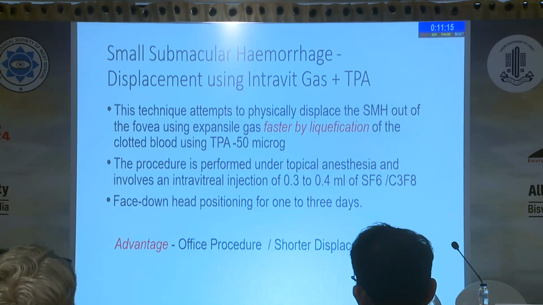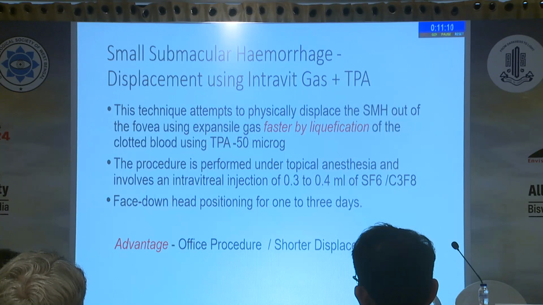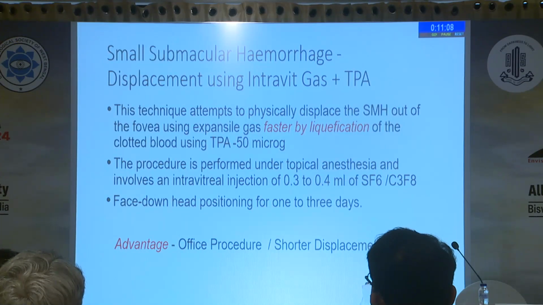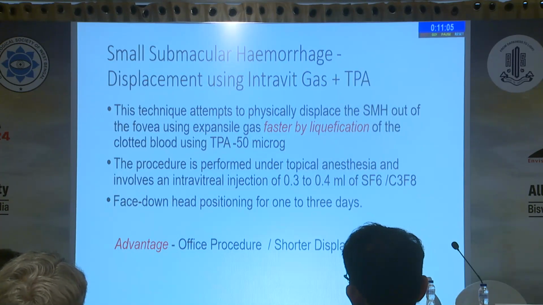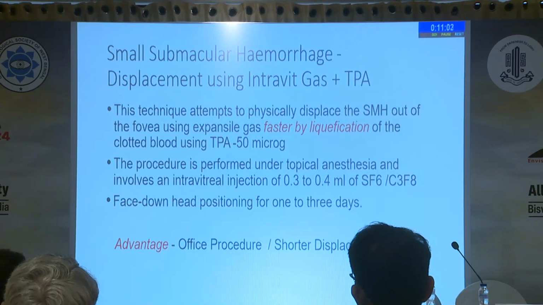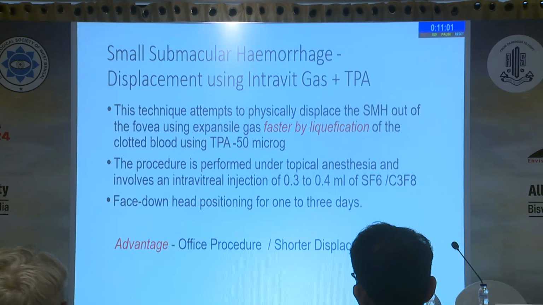The procedure is performed under topical anesthesia and involves an intravitreal injection of 0.3 to 0.4 ml of SF6. Most commonly I use SF6 and sometimes C3F8. A face down positioning is done for 1 to 3 days, and the advantage is that you can do it in OPD and there's a shorter displacement time.